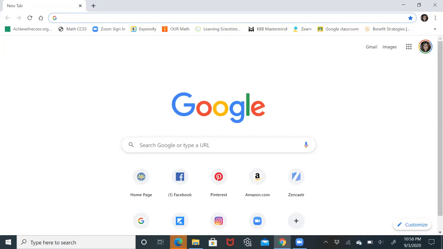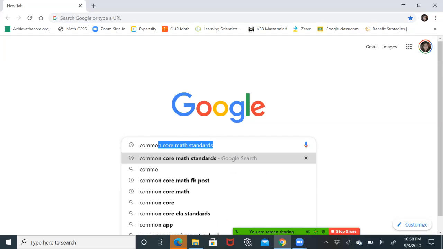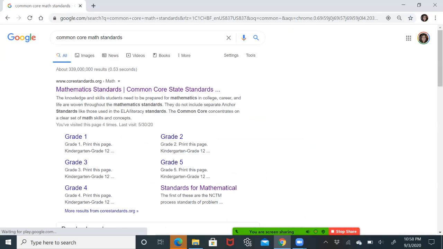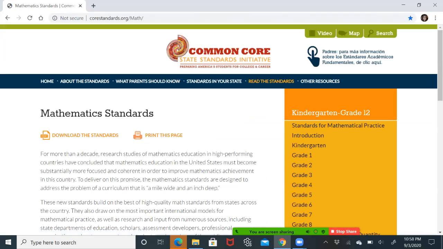You can either type the URL directly in, or you can Google Common Core Math Standards. The URL is www.corestandards.org/math. So I'm just going to Google it, Common Core Math Standards, and it's the first one that comes up, and here we are.